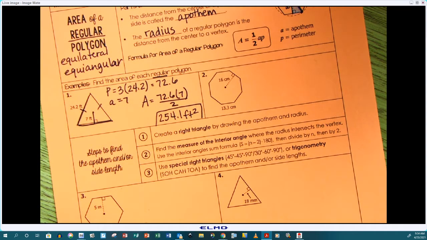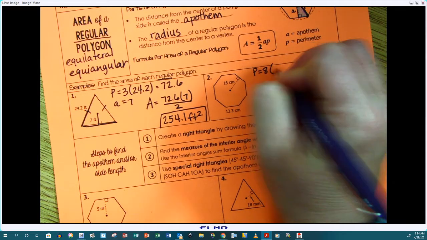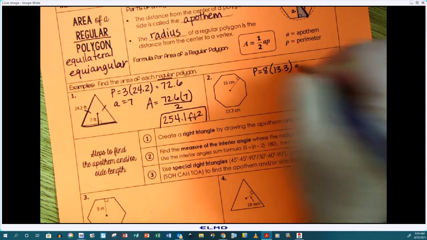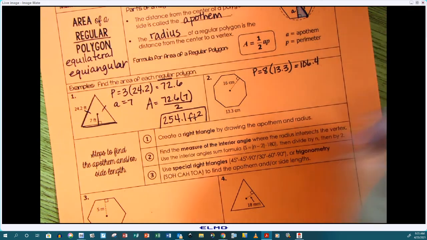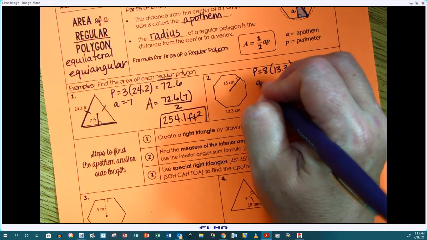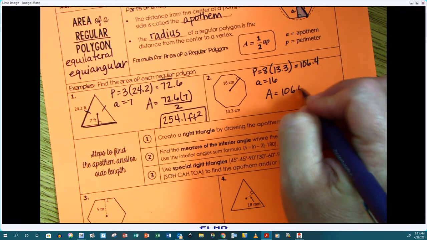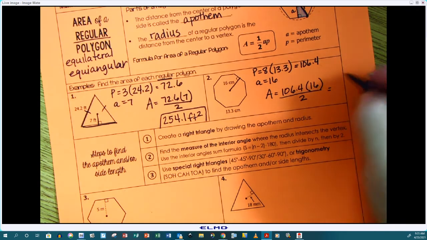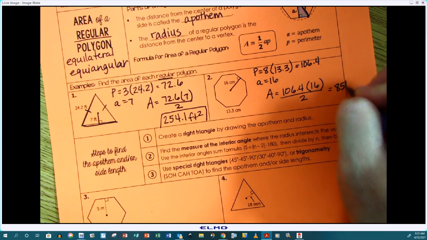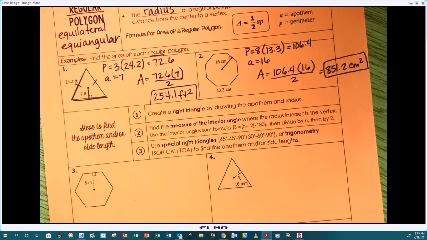All right. In the second figure here, it is an octagon, so therefore my perimeter is going to be 8 sides at 13.3 each. So my perimeter is 106.4. The apothem is given, so the area is perimeter times apothem divided by 2. So my area is 851.2 centimeters squared. So this part is super easy.